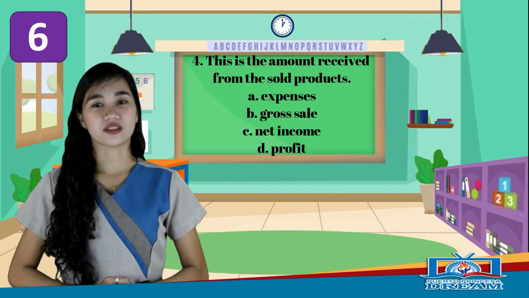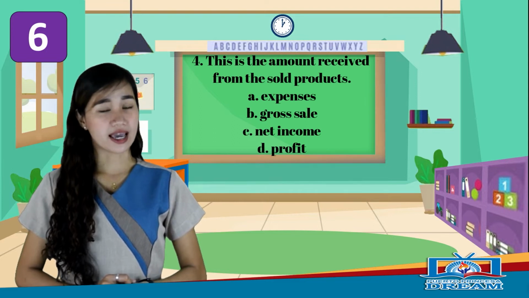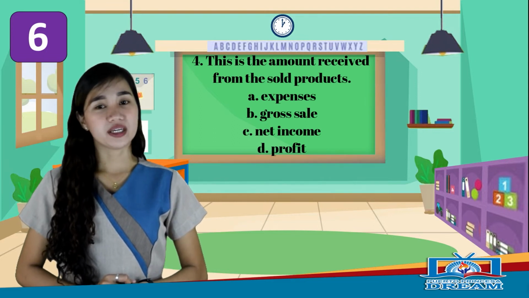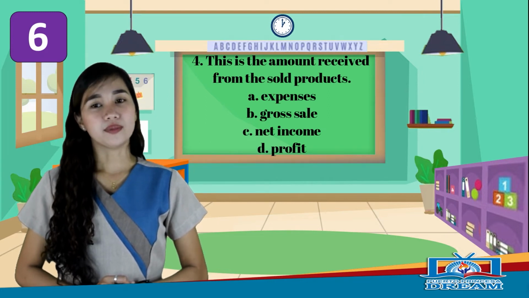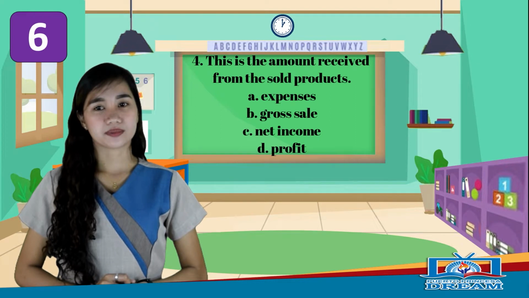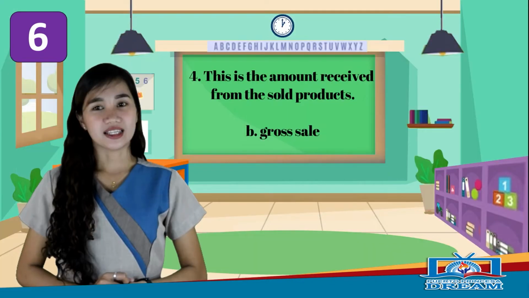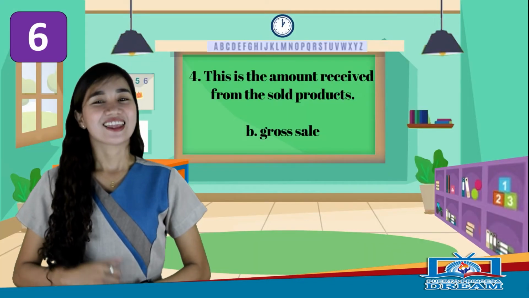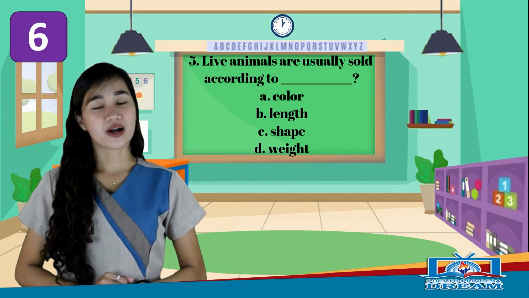Fourth question. This is the amount received from the sold product. A. Expenses. B. Gross sale. C. Net income. Or D. Profit. Did you answer letter B? That's correct. Next question, number 5.